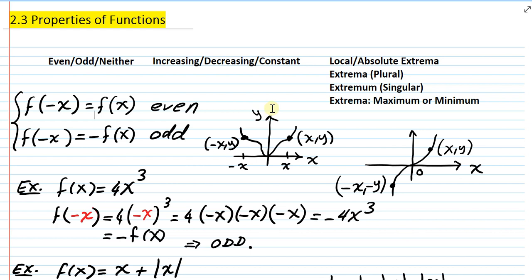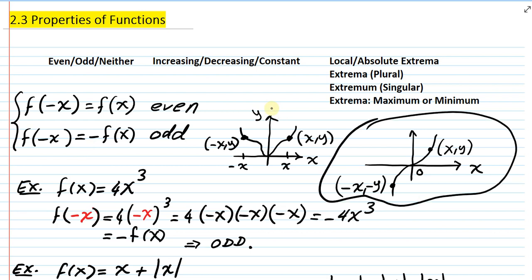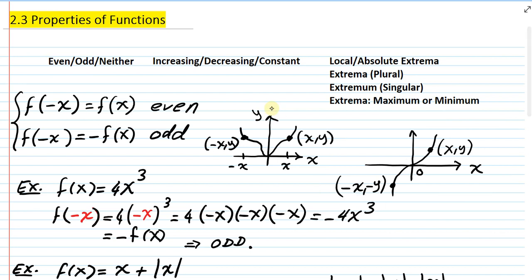If we change the input from x to negative x, and we get the negative of the original function, negative f of x, then the function is going to be odd. And here I have an example on this side of the screen. Notice if a point (x, y) is on the graph, for it to be symmetric with respect to the origin, then (negative x, negative y) should also be on the graph of the function.